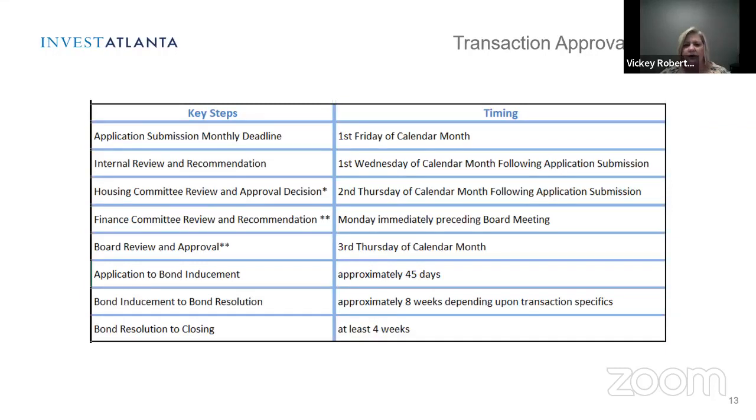And an inducement takes about 45 days. That's a tax-exempt bond transaction. Not every deal is like this, but we wanted to add this to give you a general timing perspective on our projects, and how long it takes from the time it enters the door till it goes to our board can be 45 days.